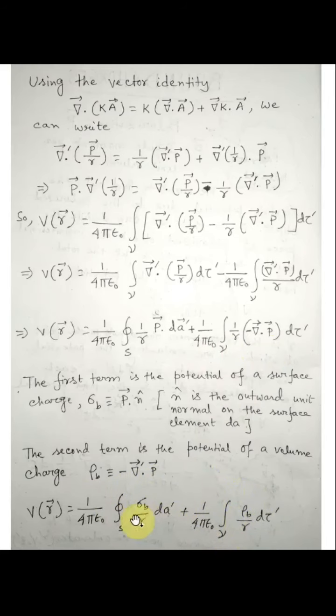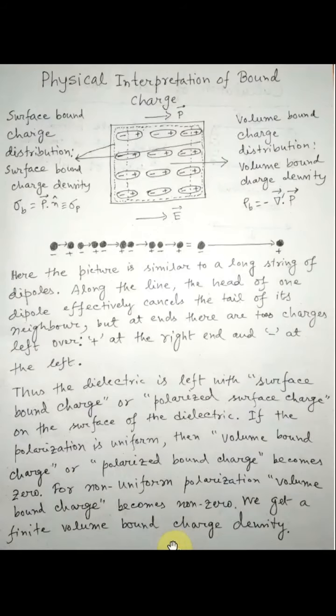So this is the combination of the potential coming from the surface charge, which is accumulated on the surface of the dielectric due to the application of electric field. This is the polarized surface charge, and this is the polarized volume charge which is inside the dielectric medium. So as a whole this is the potential due to the total bound charge. Now let's discuss the physical interpretation of the bound charge.